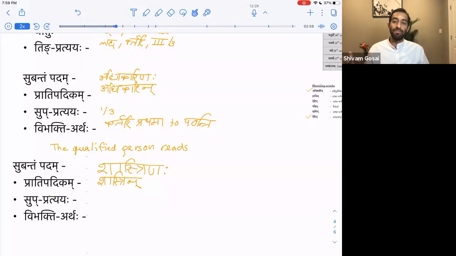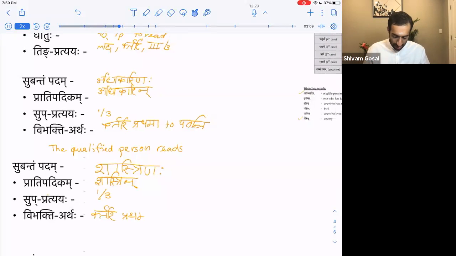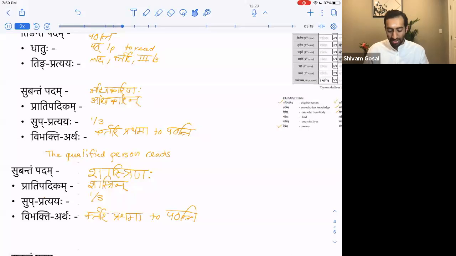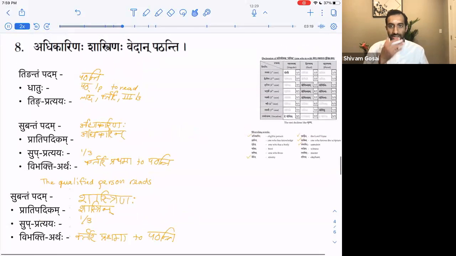Right, we're doing this all on paper, but you can do this in your head just quickly. When you're reading sentences, you're doing this at a very fast speed, going through this whole process mentally. Okay, so shastrin, right? It is again 1-3. Kartari prathama to patanti. Now, notice how we have two 1-3s in the sentence. You can try to take fifth case or sixth case, but if you try it out a few times, it doesn't really work so well. So that's okay. We have two first cases.